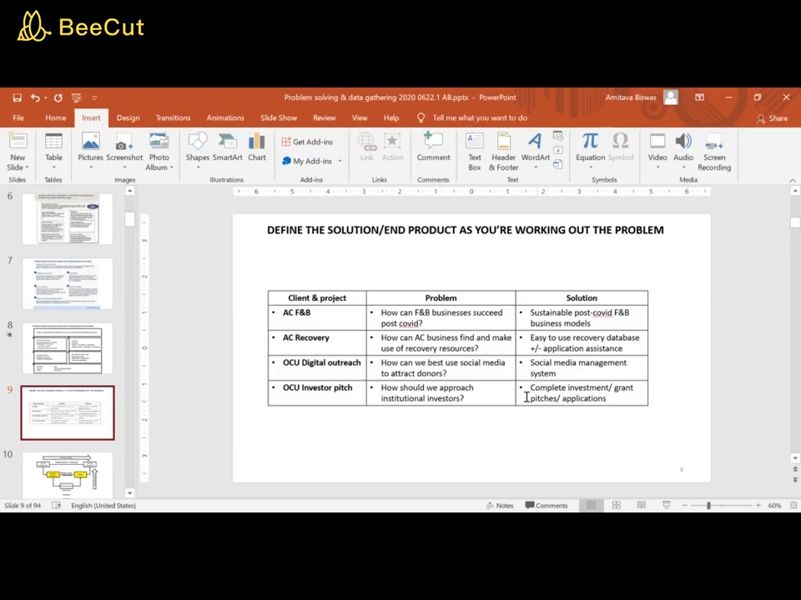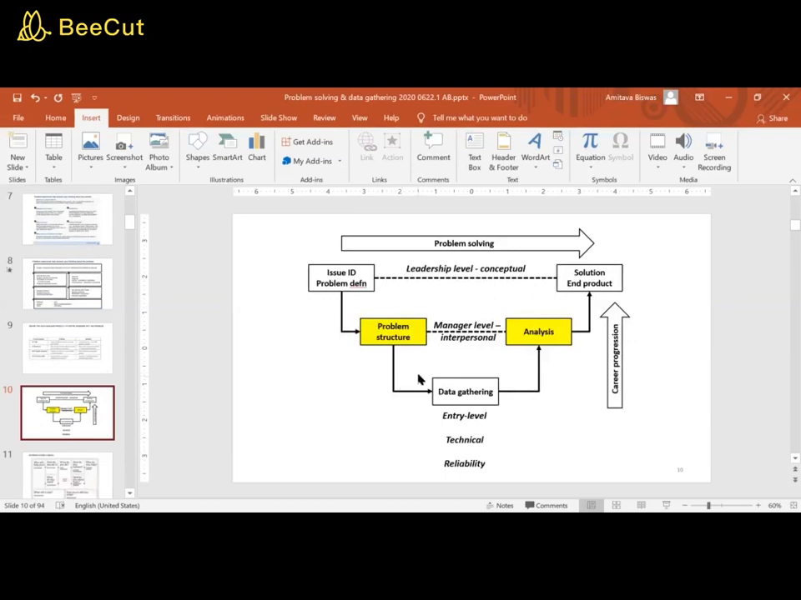And for the investor pitch, again, it's right there. So we're going to complete either the investment or grant pitches or applications, right? And we're going to need to find out what they are. Figure out what pitch we need to make and put in the applications. So the structure is suggested right there. And if it's not, then you kind of redo it until it is. You keep thinking about it, right? And that's the next level we go through.